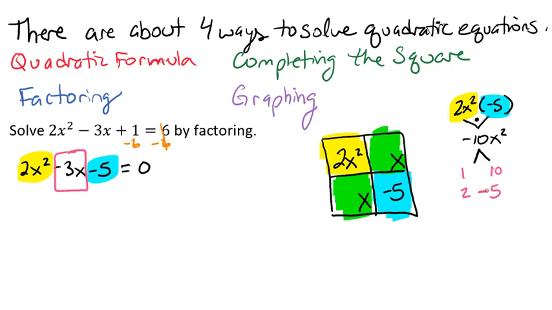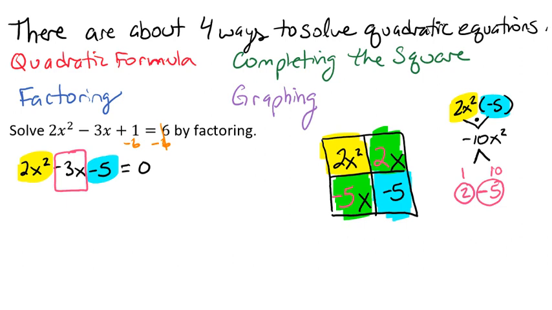So in one box, I'm going to put the 2, and in one box, I'm going to put the negative 5. And it doesn't matter which one you put where. So I'll put the 2 here, and I'll put the negative 5 there. So see how colorful that box is? It's kind of like a disco box.